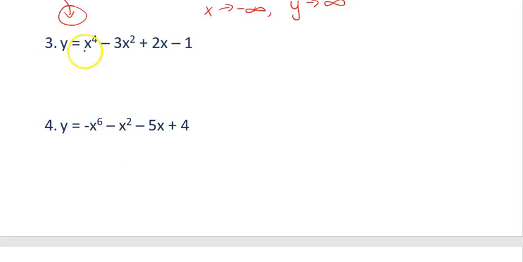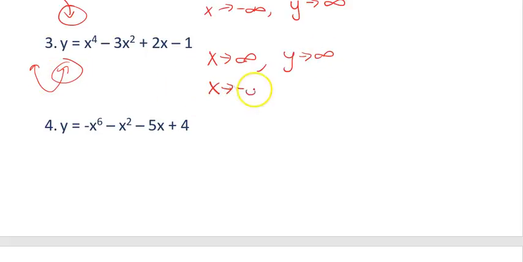First of all, 3 is an even-shaped graph and it's a positive coefficient, so it's going to be face up. Could have some other stuff going on in here, but the ends are facing up. So as x goes to infinity, looking at the right end, y is going to go to infinity. It's going to go up. Then as x goes to negative infinity, looking at the left end, it's going to go up. Y is also going to go to infinity on that end.